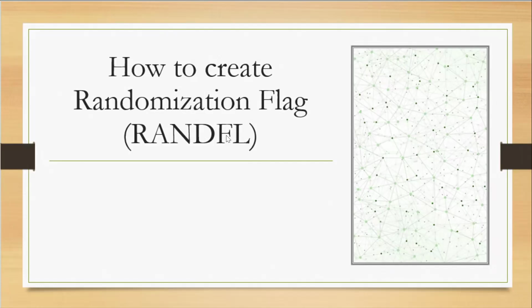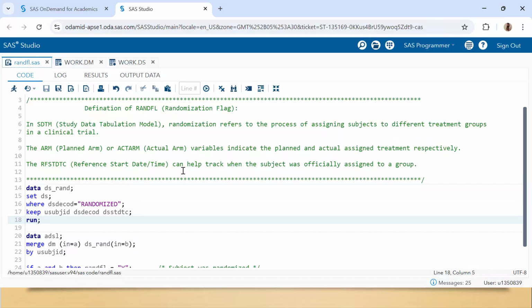Today I will be talking about how to create the randomization flag in ADSL dataset. So let's talk about first what we mean by randomization. Randomization refers to the process of assigning subjects to different treatment groups in a clinical trial. The ARM or ACTARM variable indicates the planned and actual assigned treatment respectively. RFSTDTC can help track when the subject was officially assigned to a group.